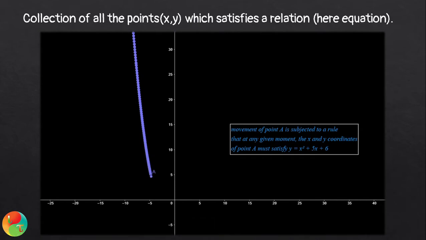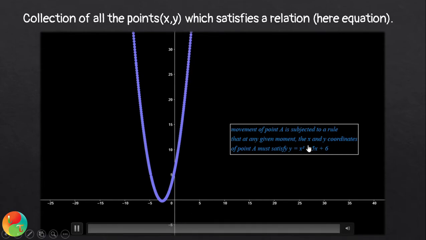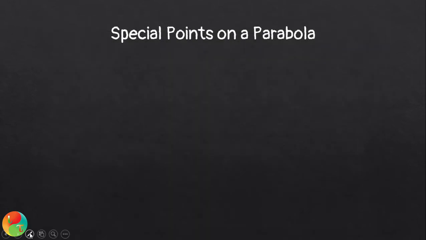You'll see that point A is moving in such a way that right now its path closely resembles a parabola. At any given moment, the x and y coordinates of point A are satisfying this equation. That is why the path that point A is traveling is resembling a parabola. So the collection of all these points together is satisfying a particular relation, that is y is equal to x square plus 5x plus 6. So we can say that the corresponding parabola is the locus of all the points that are satisfying this particular equation.